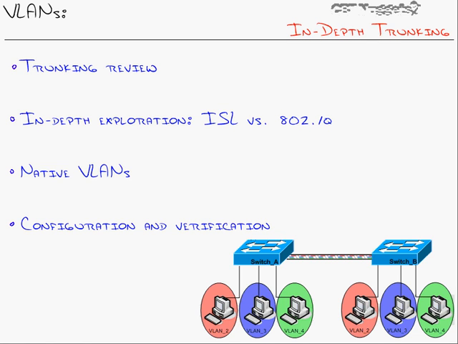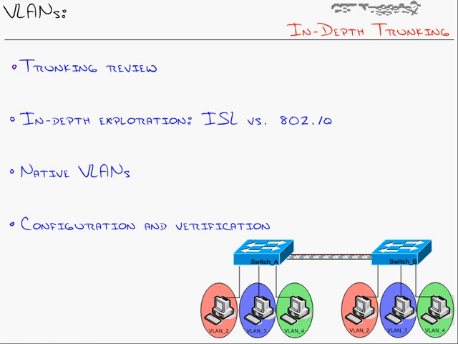Trunking is the process of connecting your switches together and allowing them to send VLAN information between each other. We'll start off by talking about a review of that concept, as in how it actually happens, and then we'll get a little bit more in depth than the CCNA days and explore an ISL and 802.1q frame and see what is better about one or the other and why 802.1q is currently the standard.